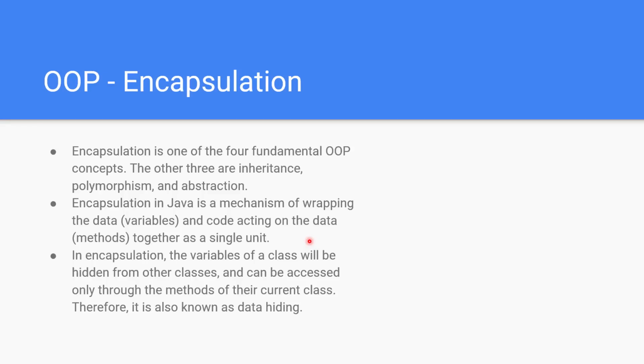So with encapsulation, variables of a class will be hidden from other classes and can only be accessed by instantiating the class and then calling those methods to return the data on the class. So I guess sometimes it's called data hiding.